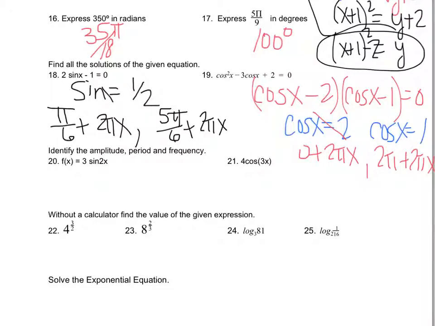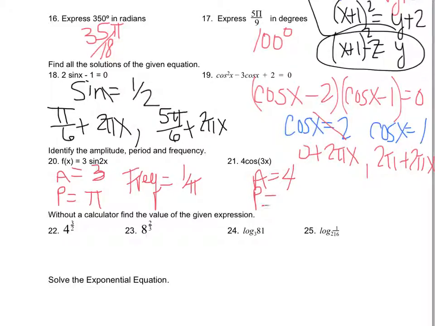Okay, number 20, all you had to do was identify the amplitude, the period, and the frequency. So the amplitude in this case is 3. Your period would be pi. And then your frequency is 2 over 2 pi, which reduces to 1 over pi. For 21, your amplitude is 4. Your period is 2 pi over 3. And your frequency is 3 over 2 pi.